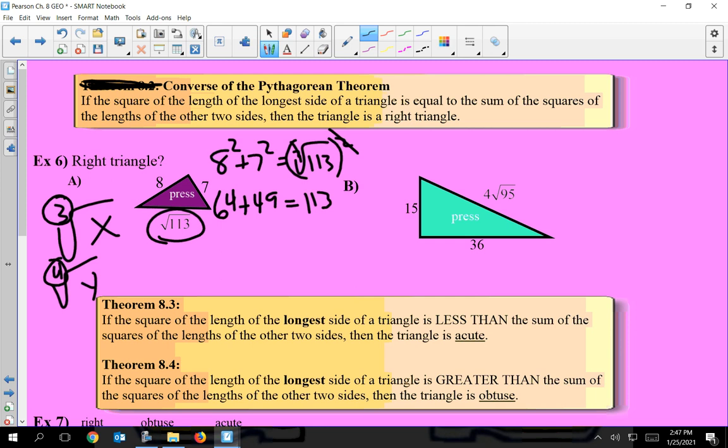Okay. And then when I multiply 64 and 49, I get 113. So that triangle does represent the Pythagorean theorem. Okay. All right. So once you try the other one, the other one's a little trickier.